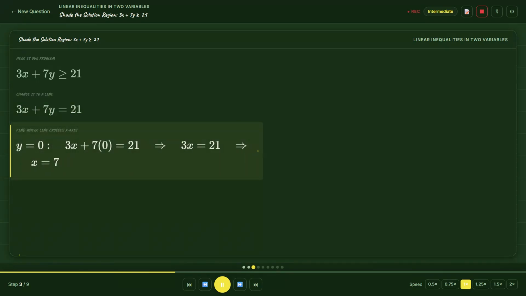Let's put y equal to 0. Then we get 3 times x equals 21. Split 21 into 3 equal parts and we get x equals 7. So the line crosses the x-axis at the point 7, 0.